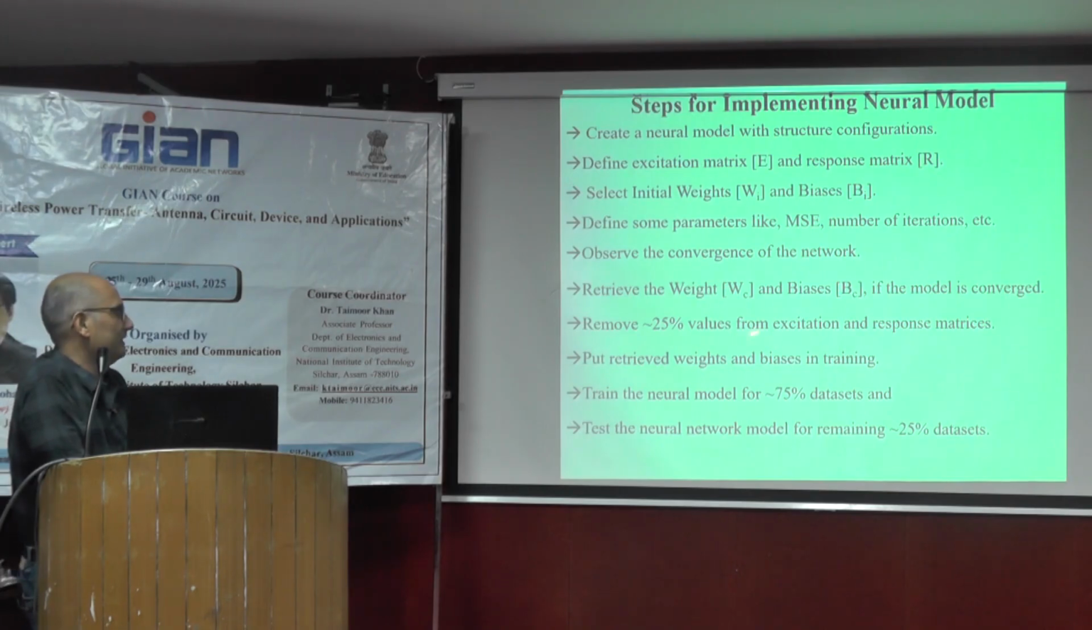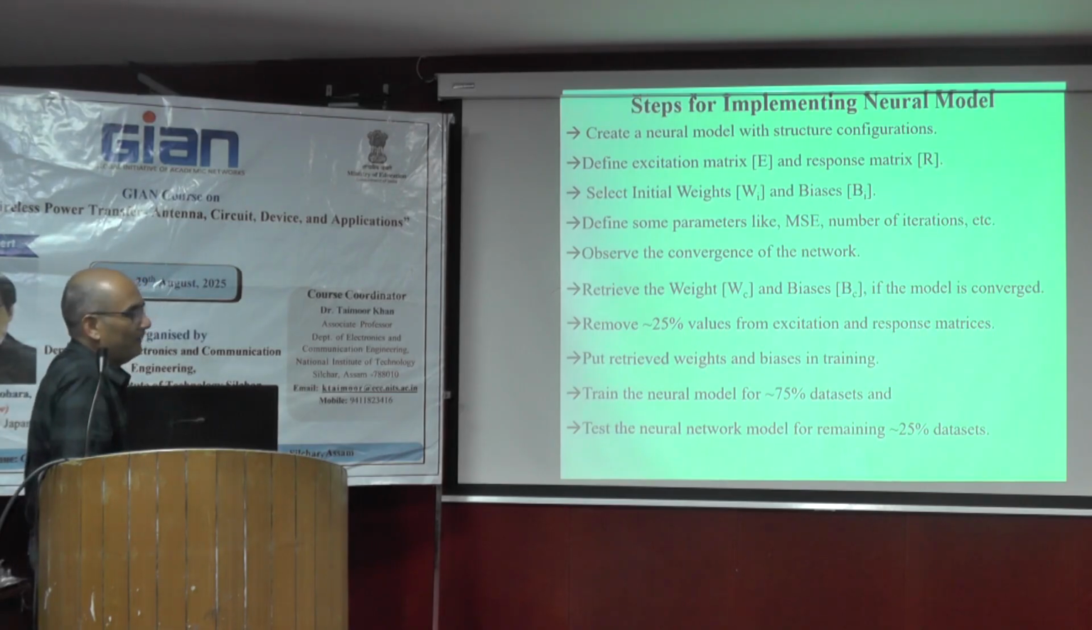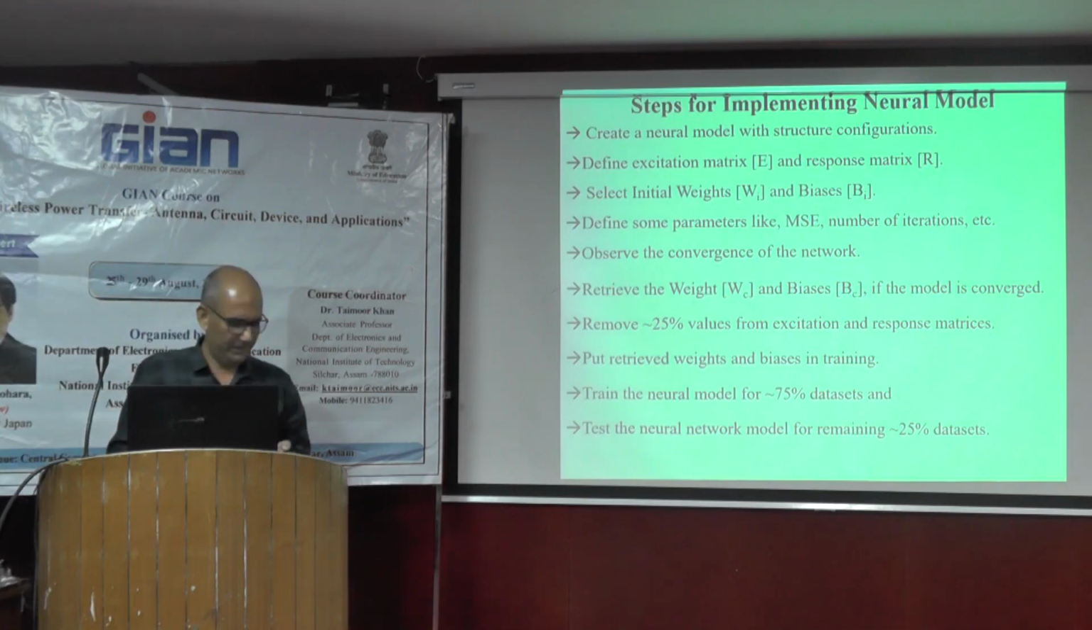If the model is converged, then remove 25%, not 25, it may be 20%, it may be 30%. And in one example, I will show you that we are able to do that modeling with a smaller amount of training data sets also. Put the retrieved weights and bias in training, train the model with roughly 75% and test the model for the remaining.